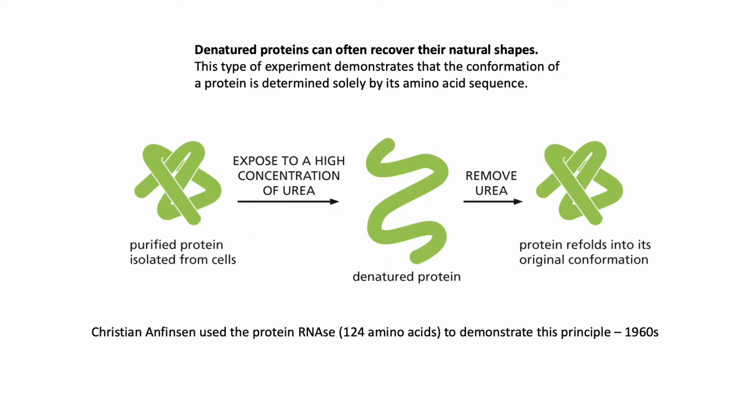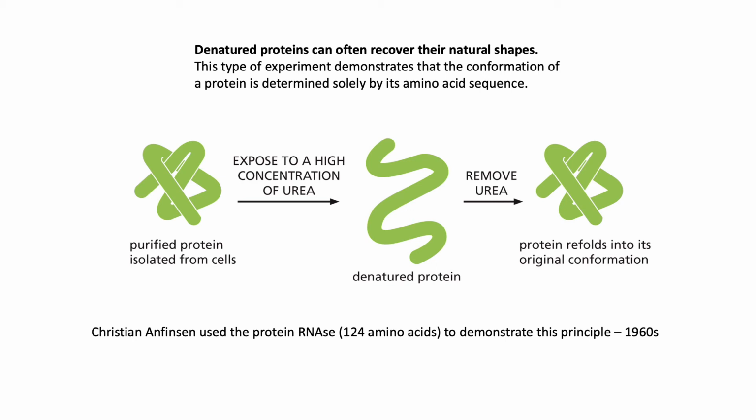So here's an experiment, and what it says is, first of all, the conclusion: denatured proteins can often recover their natural shapes. A denatured protein is a protein that loses its three-dimensional structure, and that can be done by heat, or it can be done by compounds like urea, which are highly charged and mess up some of the bonding. And then it says this type of experiment demonstrates the conformation of a protein is determined solely by its amino acid sequence.